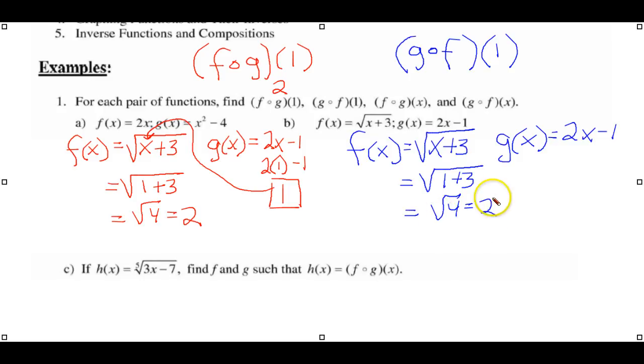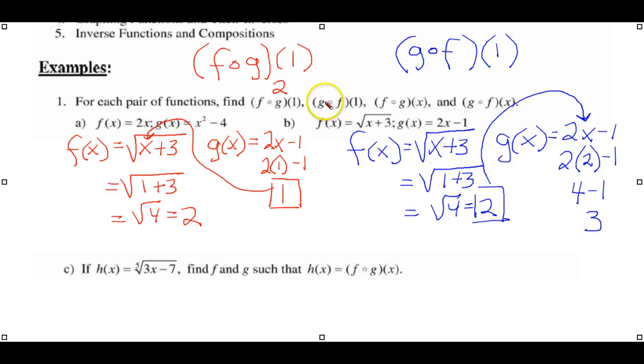We now take this 2 from our F function and put it in our G function. So this would be 2 times 2 minus 1. 4 minus 1 is 3. So for this second part, where we have G composed of F when it's 1, we end up with a 3. And then we'll erase this and put in our generic X.